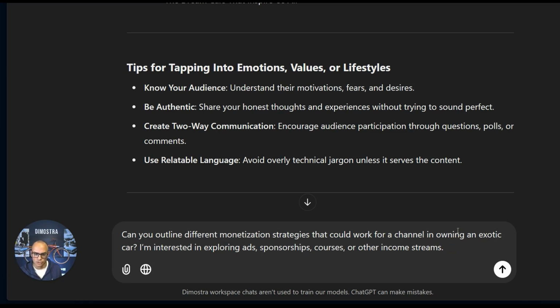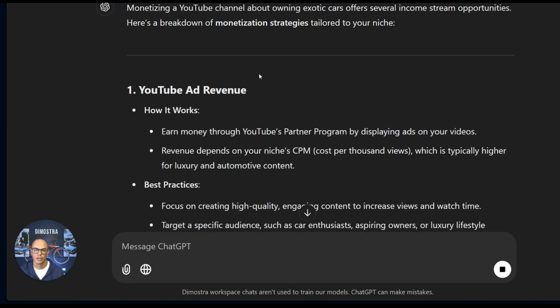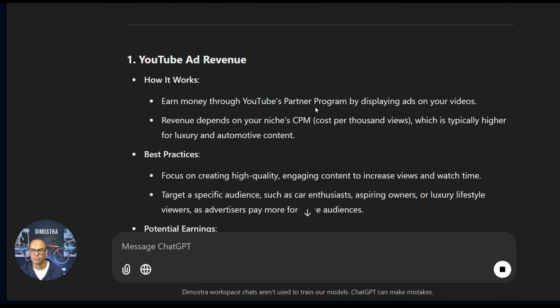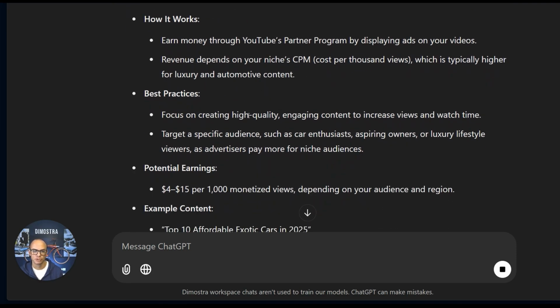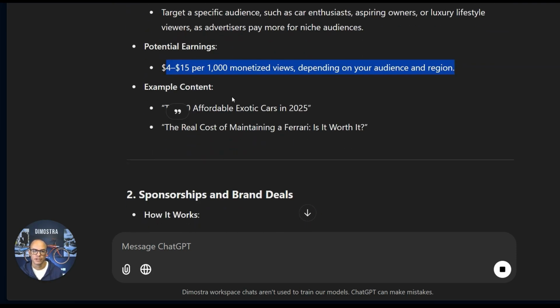Okay, I'm going to use owning an exotic car. Number one, YouTube ad revenue. How it works: you earn money through YouTube's Partner Program. Best practices, potential earnings here, example content: top 10 affordable exotics in 2025. The real cost of maintaining a Ferrari, is it worth it?